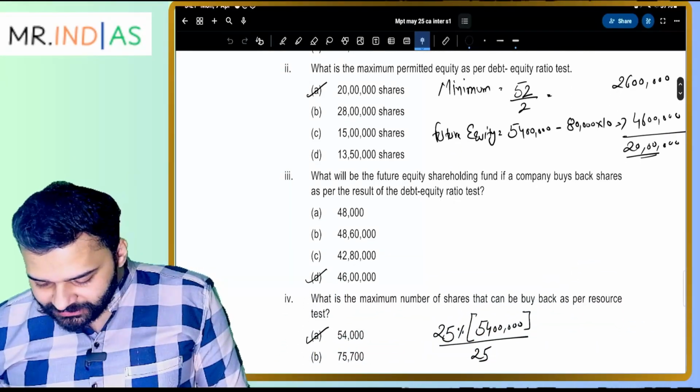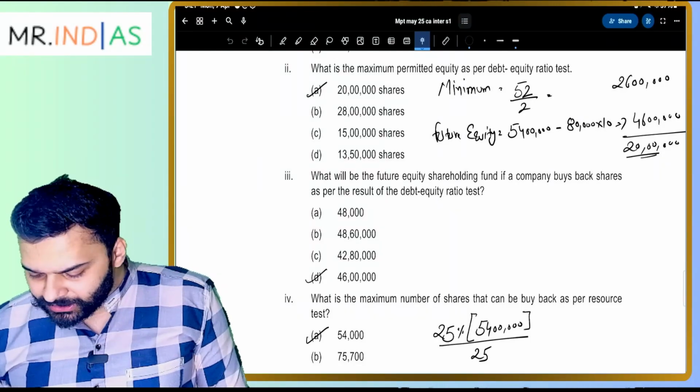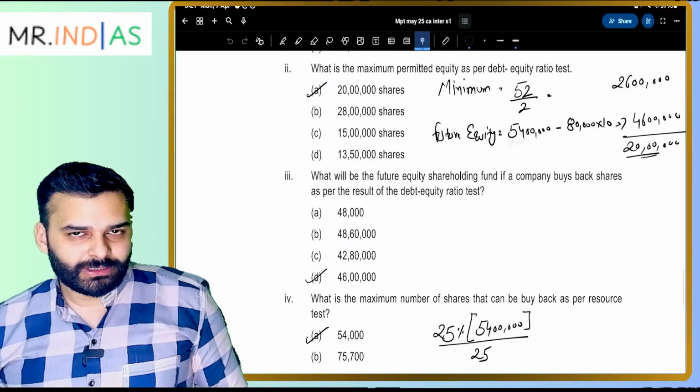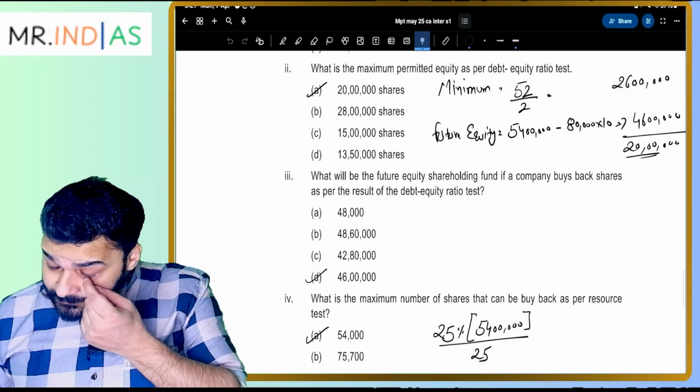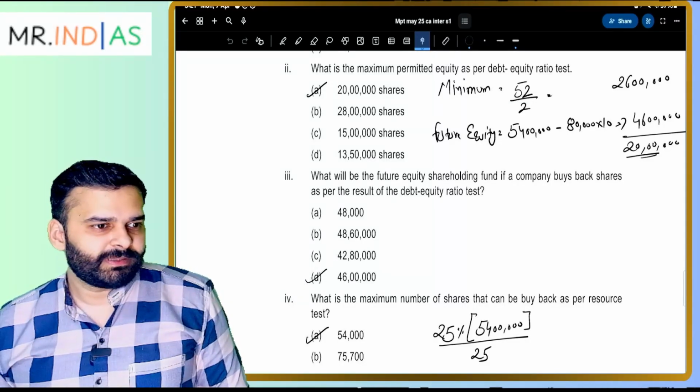What will the future equity shareholding fund be if a company buys back shares as a result of debt equity? The future equity would be 46 lakhs, since you have 54 lakh of equity and 80,000 shares of rupees 10 each you bought back. The 46 lakh will be left behind. The future equity will be 46 lakh.